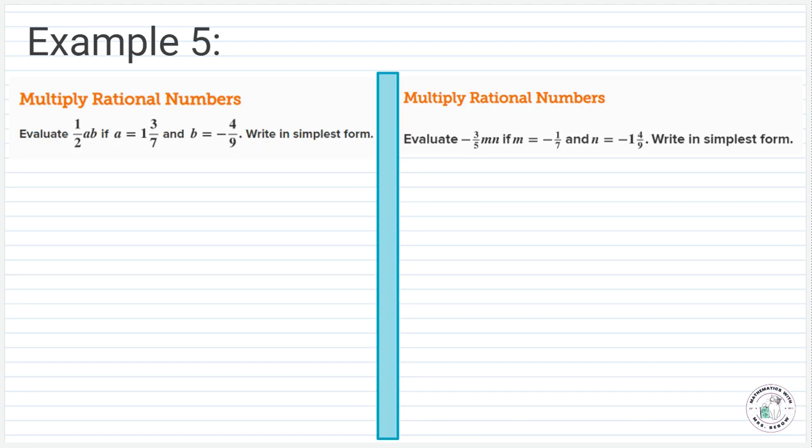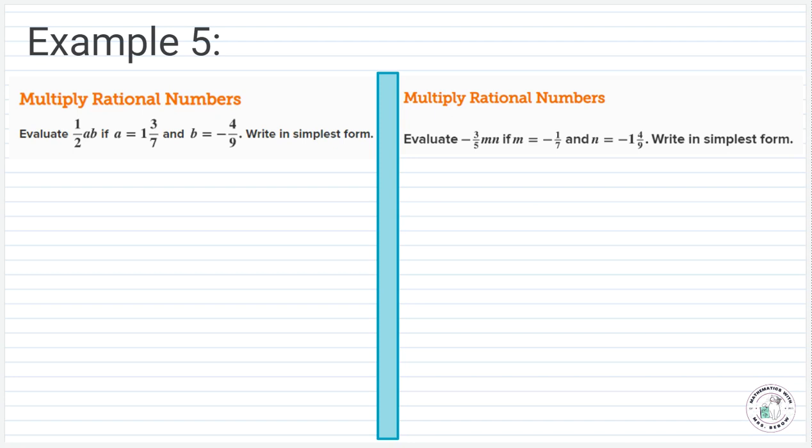In this video, we're going to continue talking about multiplying rational numbers, specifically looking at examples where we're going to evaluate algebraic expressions, and then I'll have a story problem for you at the end. So taking a look at this slide, it says evaluate 1/2 AB if A is equal to 1 3/7 and B is equal to -4/9. We're going to write our answer in simplest form.